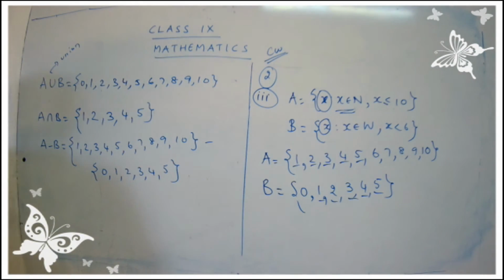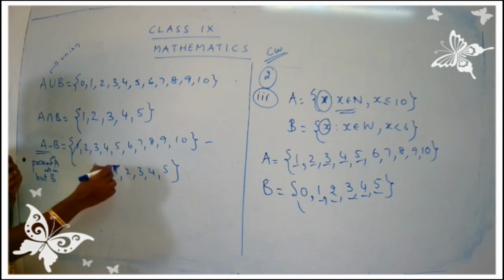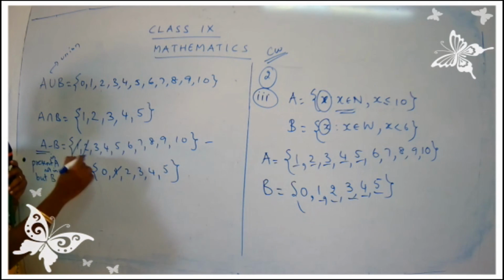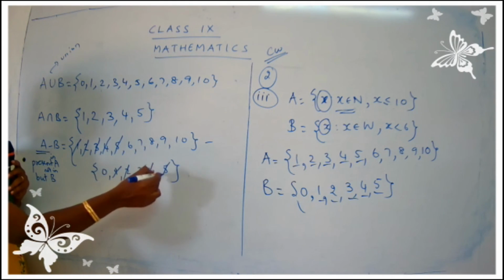A minus B means I want in A, but I don't want in B. That is, present in A, but not in B. So 1 is present in A, it is present in B. I don't want 1. 2 again in both. 3 both. 4 both. 5 both.